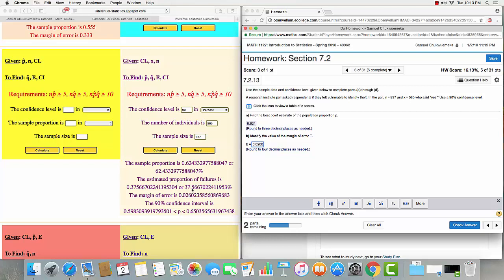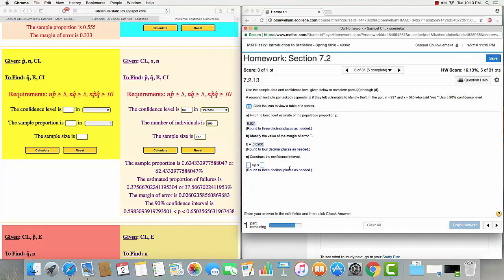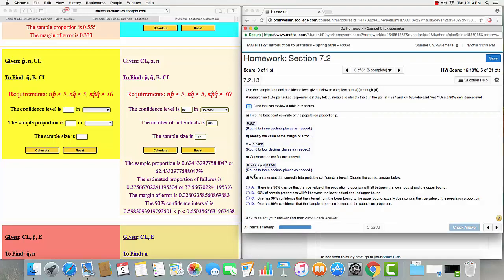So that's the margin of error that you use. Just make sure you select the actual thing that you need. And then the 90% confidence interval to 3 decimal places. So we have 0.598, that is the lower confidence limit, and then 0.650, the upper confidence limit. All right?